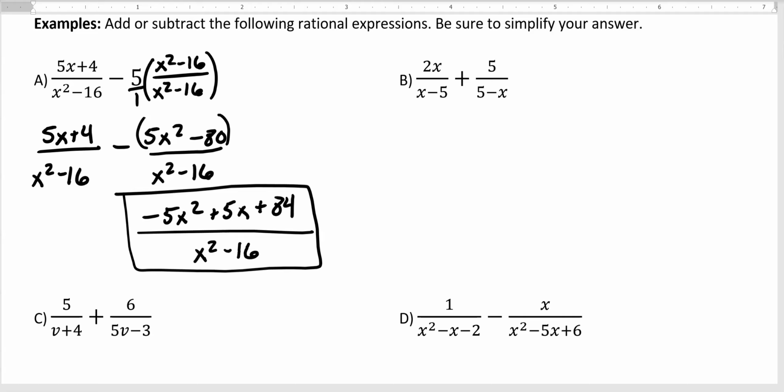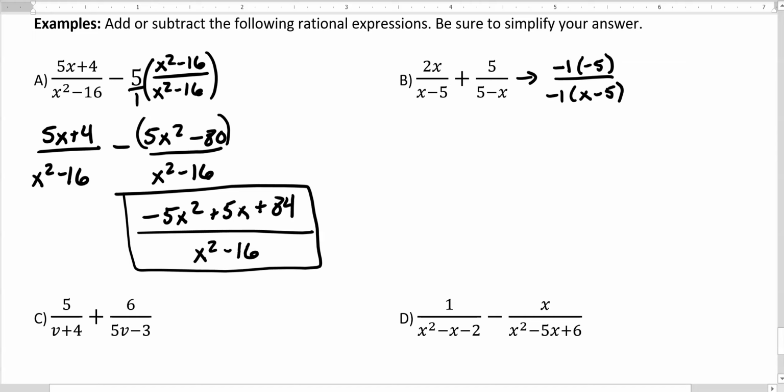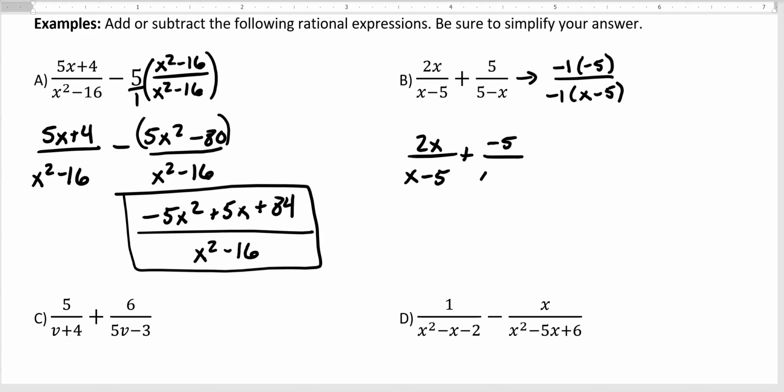What I'm going to do is factor out a negative 1 from this second fraction. So if I factor out negative 1, that would be negative 1 times negative 5 over negative 1 times x minus 5. It'd flip the signs. So the only thing I really need to do is multiply this second fraction by negative 1. So I'm going to have 2x over x minus 5 plus 5 minus negative 1, which would be negative 5, over 5 minus x times negative 1, which would be x minus 5.